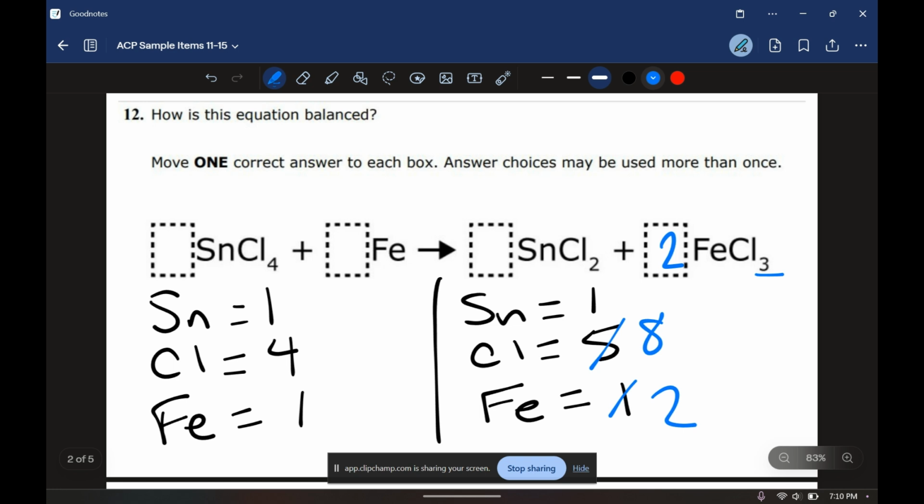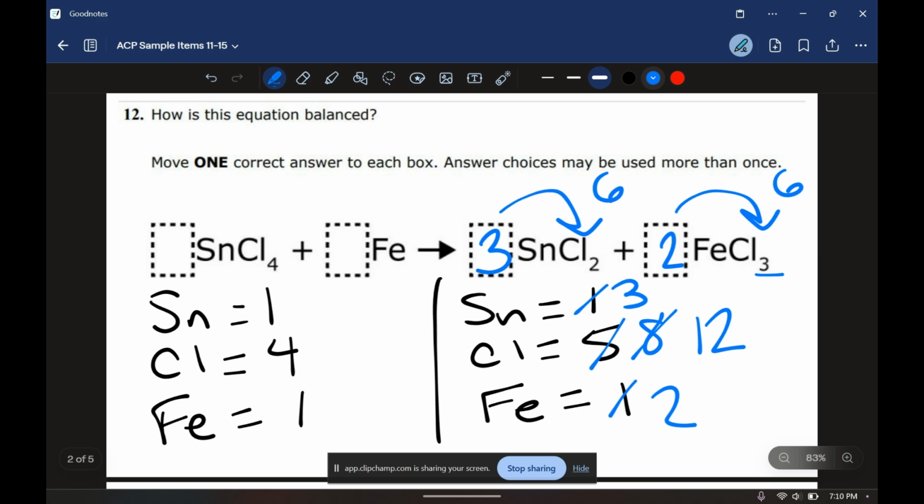However, the 2 we had here didn't really work. Sorry, you can't see where I'm pointing at. The 2 we had here didn't really work for us, so let's change that to a 3 instead. So that's going to give us 3 atoms of tin, and then 3 times the 2 is going to give us 6, plus the 6 we had over here gives us a total of 12.